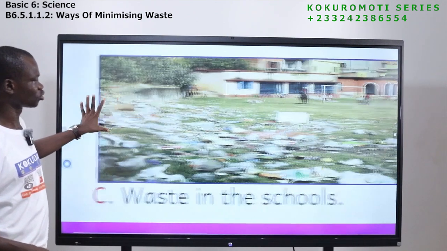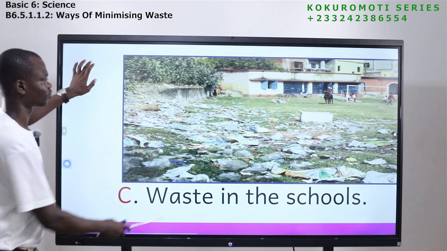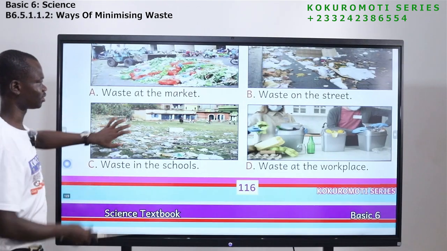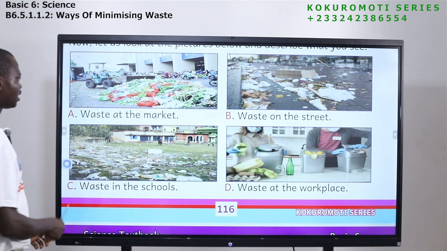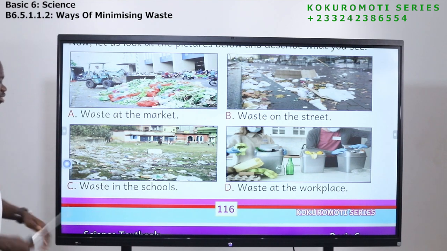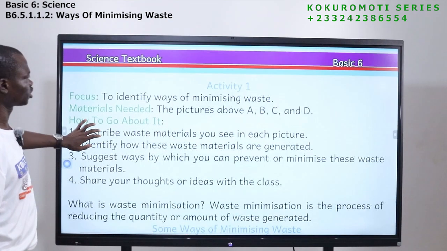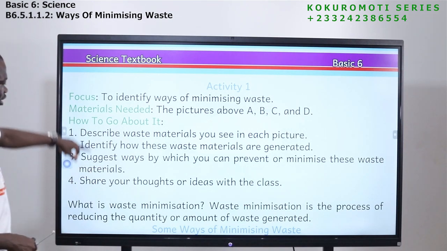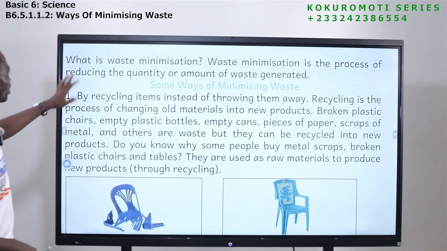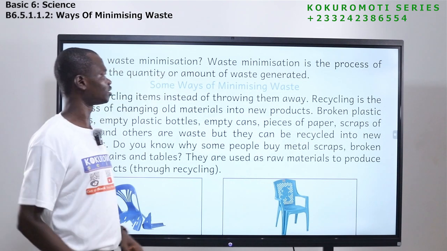Okay, so we have seen the types of waste generated at different places. So look at them. We have A, B, C, D. Okay, let's continue. So here there is an activity here. Let's move on.